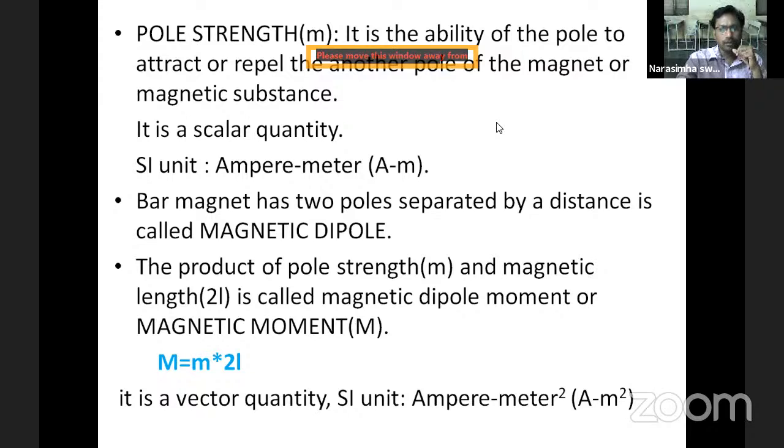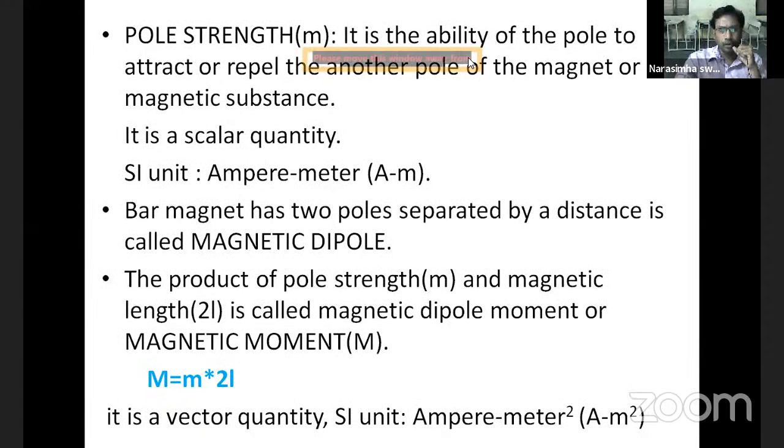Now, pole strength is usually indicated with a small m. It is the ability of the pole to attract or repel another pole of the magnet or a magnetic substance.